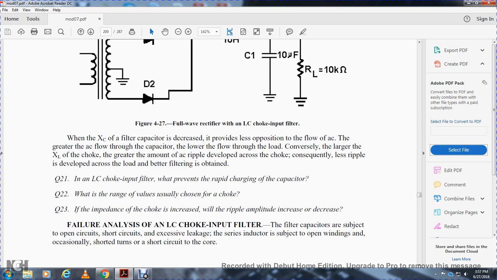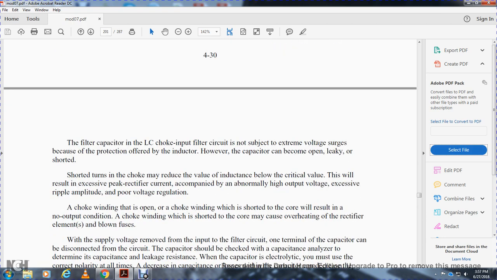Failure analysis of the LC choke input filter. The filter capacitors are subject to open circuits, short circuits, and excessive leakage. The series inductors are subject to open windings, occasional shorted turns, and short circuits to the core. The filter capacitor in the LC choke input filter is not subject to extreme voltage surges because of the protection offered by the inductor. However, the capacitor can become open or leaky, and shorted turns in the choke may reduce the value of the inductance below the critical value.